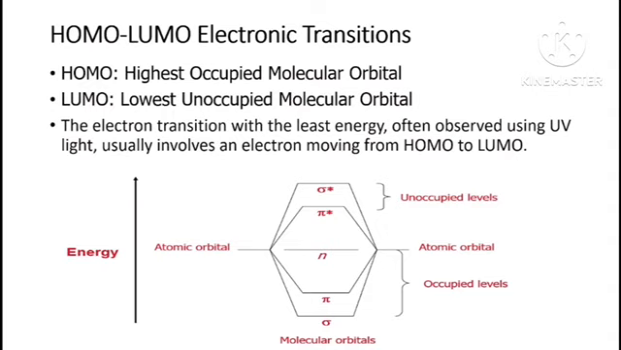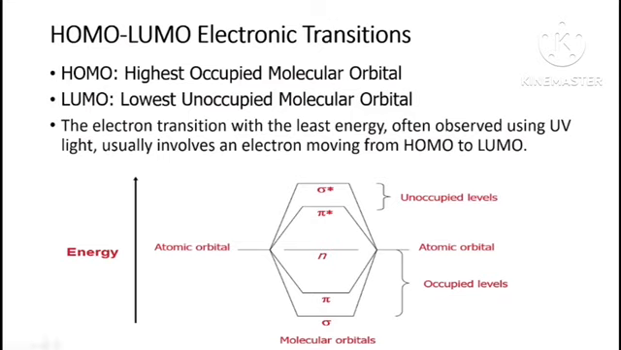If it is side by side, it will be pi. If it is head on, it will be what? Sigma, right? Good. So based on that understanding, if you want to know which orbital is HOMO and which one is LUMO, you need to be able to keep that understanding in mind.